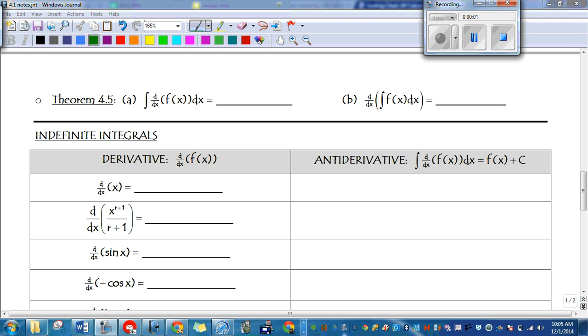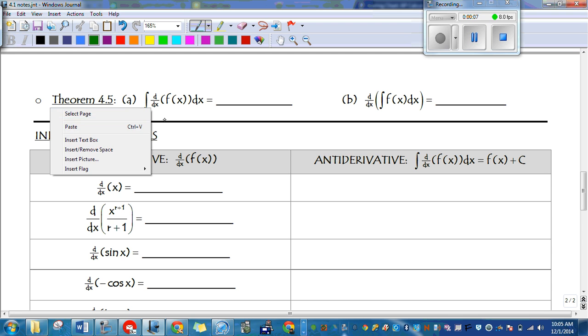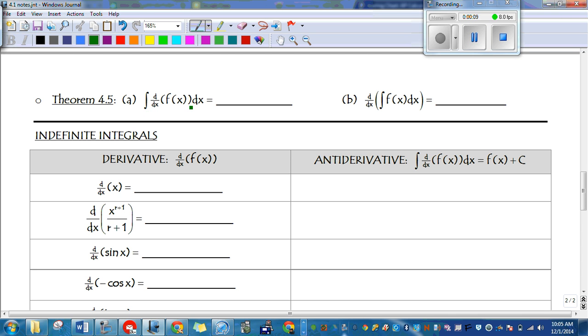Look at Theorem 4.5, and we'll talk about this a little bit more as the chapter goes on. But for this, we have the antiderivative of the derivative of f of x. Remember, these two things, the antiderivative and the derivative, are inverses. They're opposites of each other. So they kind of undo each other.